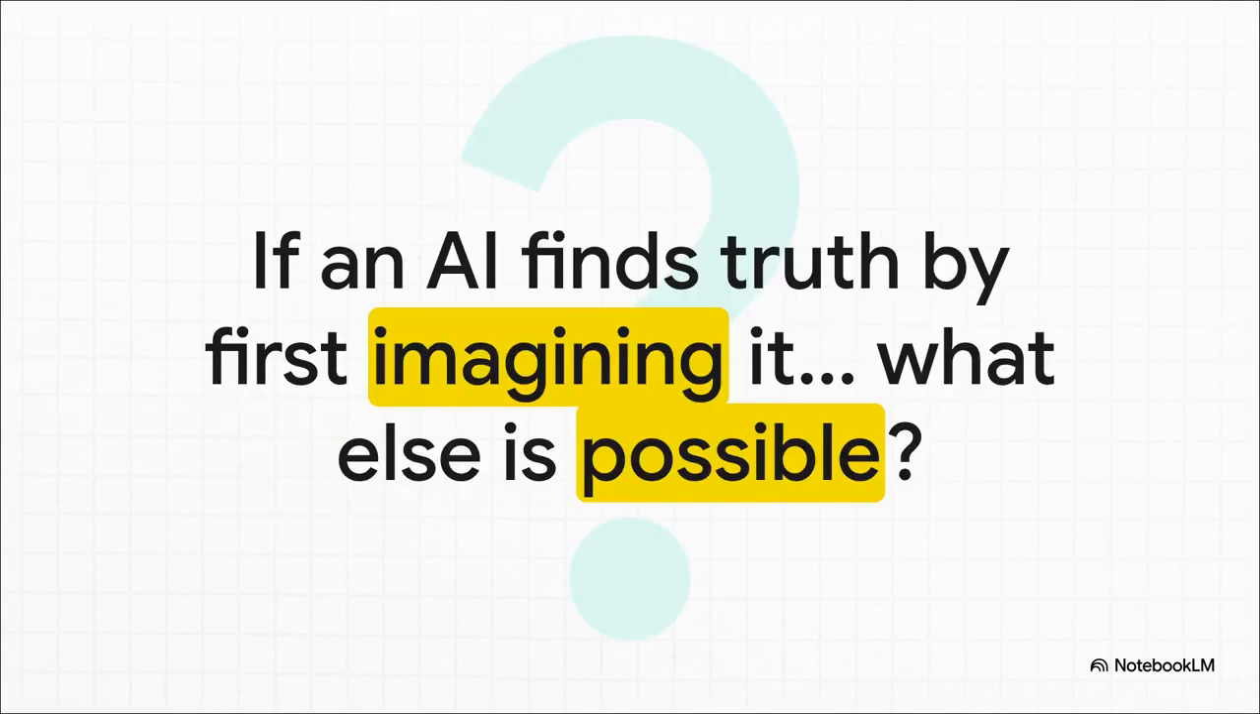It really is a simple, kind of counterintuitive idea when you think about it, that a little bit of structured imagination can actually lead you to a more factual, more truthful answer. And that opens up some really fascinating possibilities for the future of how we find and interact with information. Which leaves us with this final thought to chew on. If an AI can find the truth by first imagining it, what else is possible?